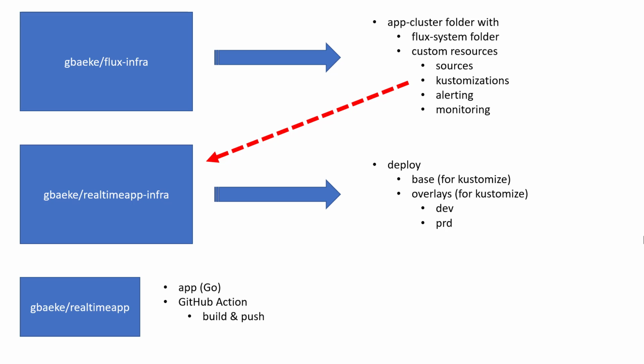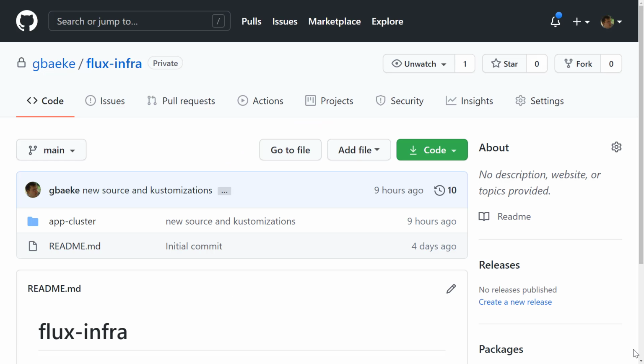And actually, there is another repo, the real-time app repo, that contains the application that we are deploying. It contains our app that's written in Go in a folder called app, and it also contains a GitHub action that builds and pushes our container. Let's take a look at that Flux infra repo.